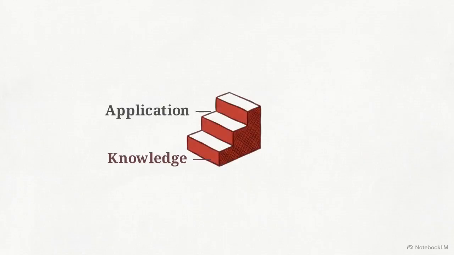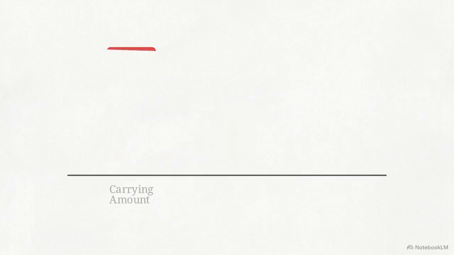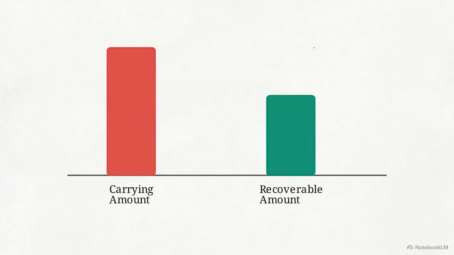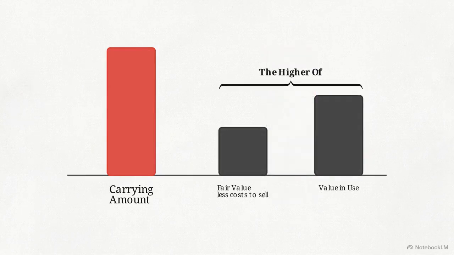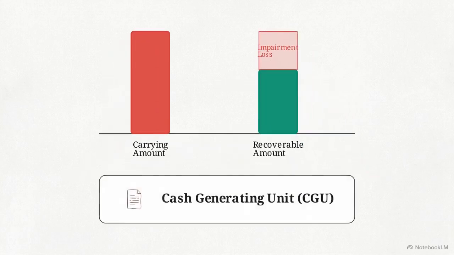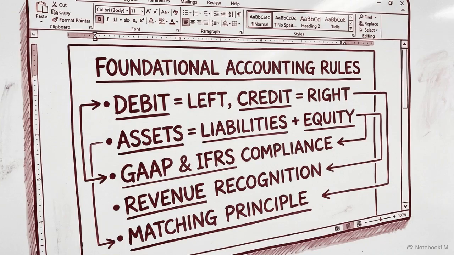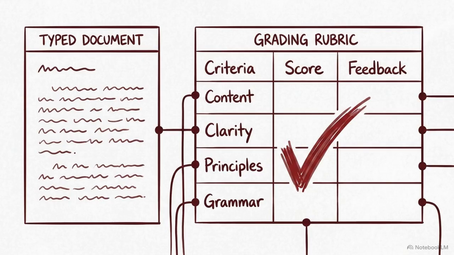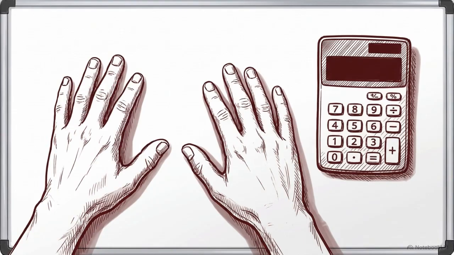Move from knowledge up to application. The foundational rule: an impairment loss occurs when an asset's carrying amount exceeds its recoverable amount. That recoverable amount is the higher of fair value less cost to sell and value in use. Otherwise, test the cash-generating unit. Typing out these definitions signals to the examiner that you understand the conceptual framework's requirement for the faithful representation of assets. You are proving you know exactly what is being measured before you touch a calculator.